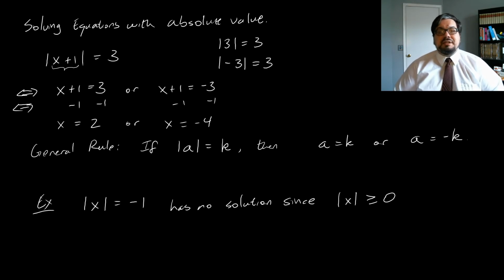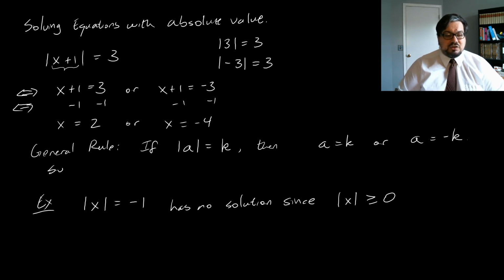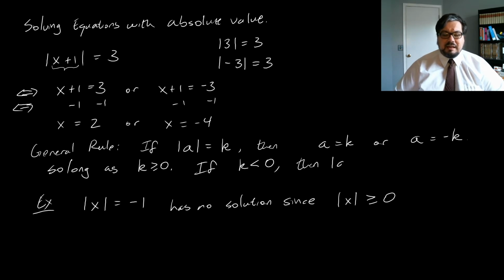So our general rule here, we can actually get a more precise statement than it. If the absolute value of a is equal to k, then a equals k, or a equals -k, so long as k is greater than or equal to 0. If k is less than 0, then the absolute value of a equal to k has no solutions.